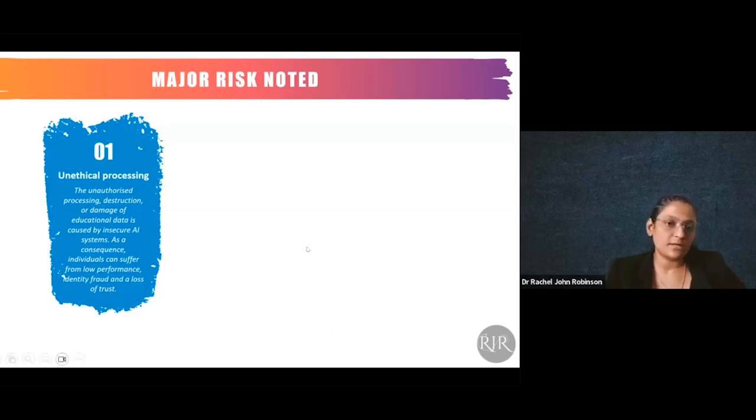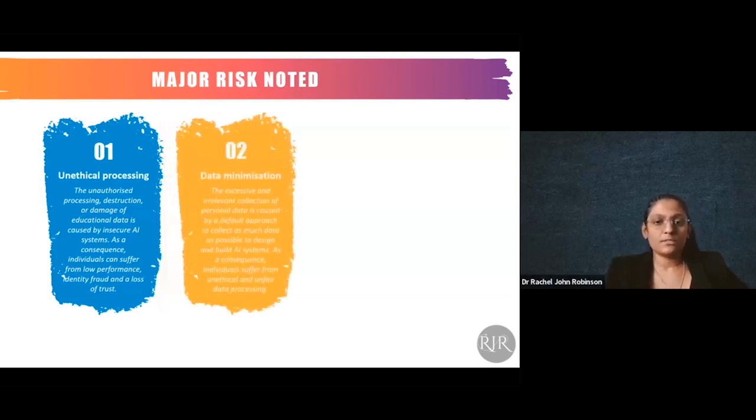One is unethical processing, the first one, like trying to process and destruct or create data which could be insecure, through insecure systems, which also entails educational data, and as a consequence, individuals, it's ultimately the students who suffer a lot. It could be because of low performance. Identity fraud is also a possible peak with these kinds of systems, and loss of trust, definitely.